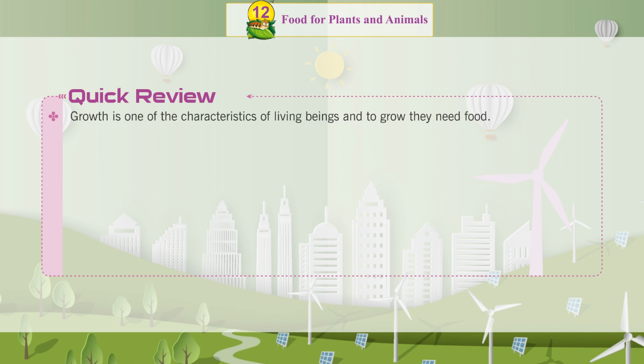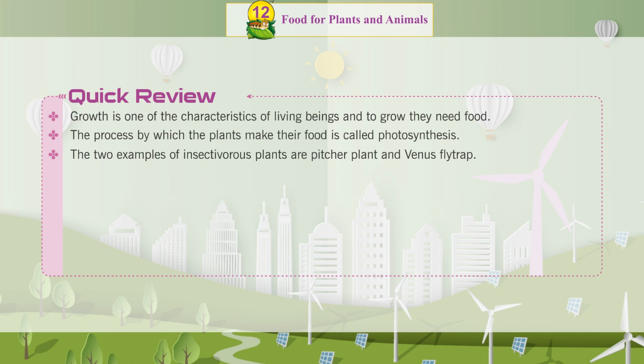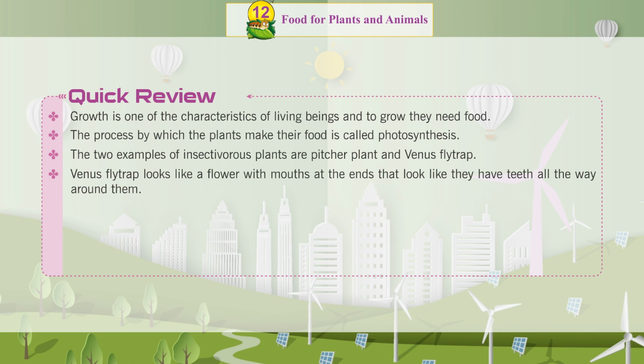Quick review. Growth is one of the characteristics of living beings, and to grow they need food. The process by which the plants make their food is called photosynthesis. The two examples of insectivorous plants are pitcher plant and Venus flytrap. Venus flytrap looks like a flower with mouths at the end that look like they have teeth all the way around them. The captured animals are a good source of nitrogen for insectivorous plants.